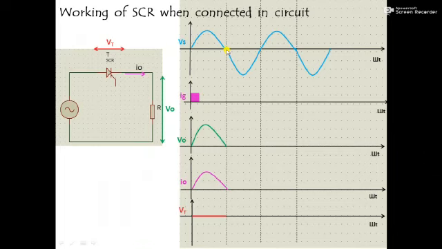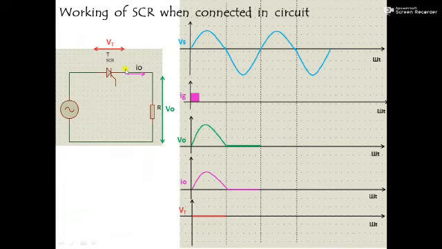The moment the supply voltage gets negative half cycle, what will happen? Anode will become negative, cathode will become positive. So a reverse voltage will be applied across the thyristor and the thyristor will turn off. Once the thyristor turns off, there will be an open circuit here and your V0 will be equal to 0 because there is no current flowing through the load. So your V0 will be 0. It is shown as this green line. Also current is 0, so current is also shown here in the pink line as 0.